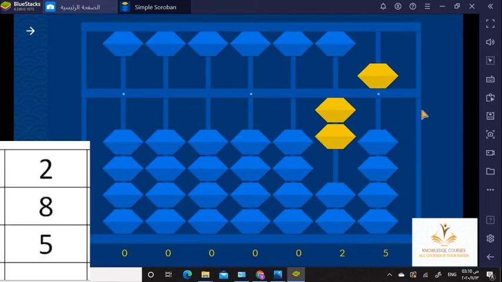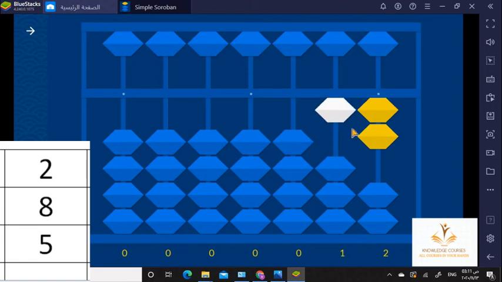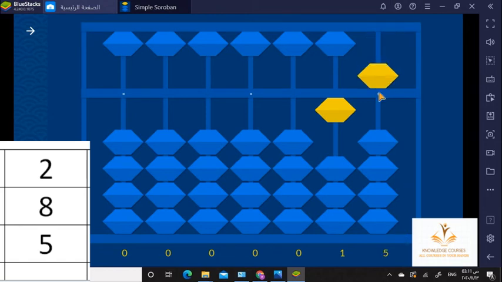Another example, 2 plus 8 plus 5. 2 plus 8, I can't represent this 8 in the unit. The big helper of 8 is 2. So activate 10 and minus 2, plus 5. That equals 15.